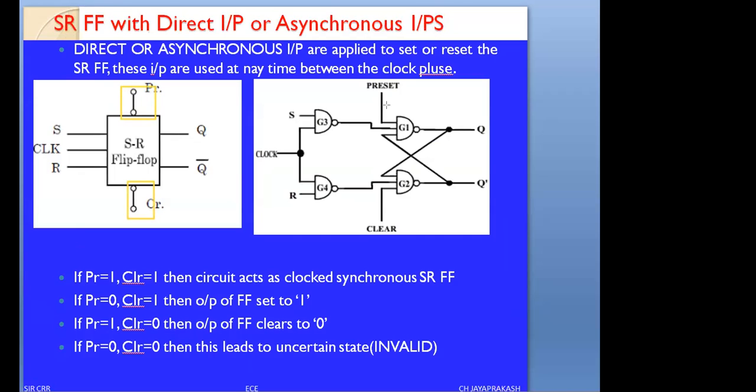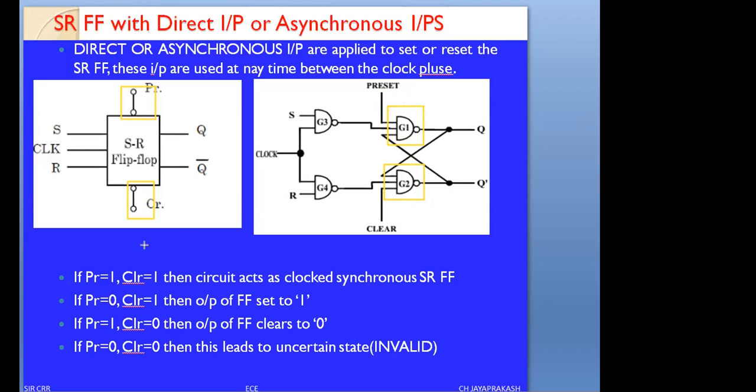Since for the NAND gates, if you observe in the circuit diagram, the NAND gates G1 and G2 have the 2 extra pins, preset and clear. As we know, for the NAND gate, if any one input is 0, the output is 1. By taking that logic, if preset equals 0, this will have control over G1. How does G1 get controlled? When 0 is applied to preset, the G1 output directly equals 1. If clear equals 0, the G2 output will equal 1.